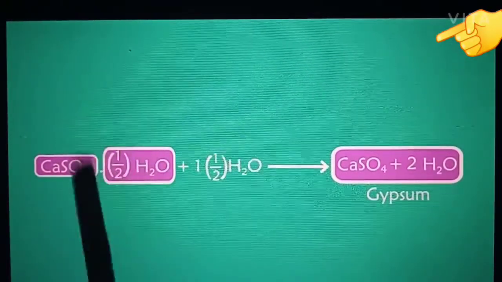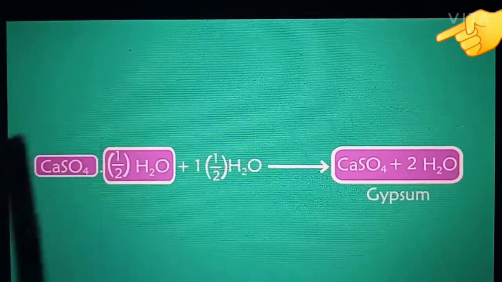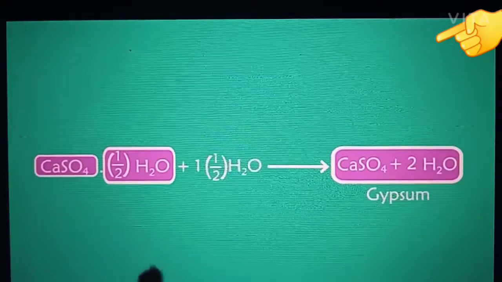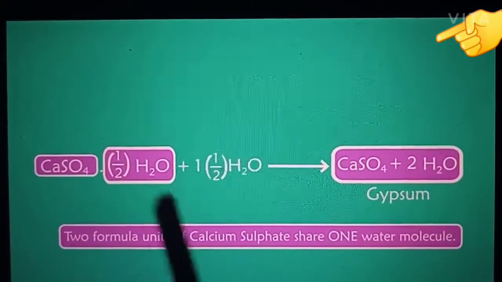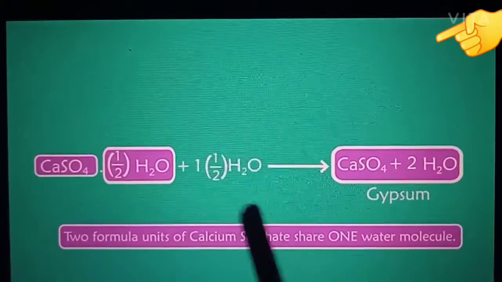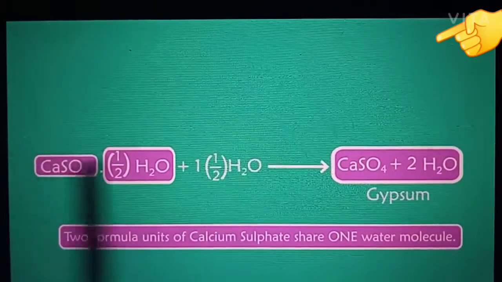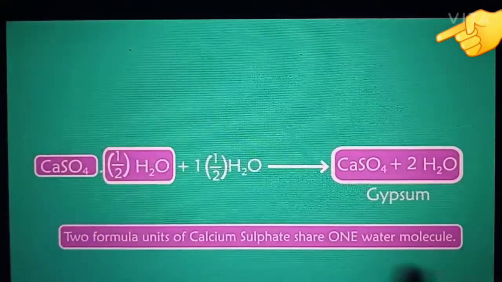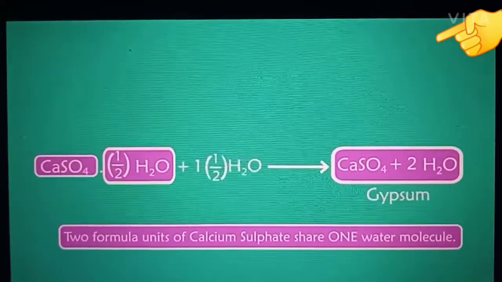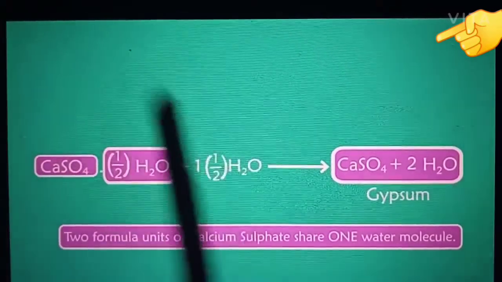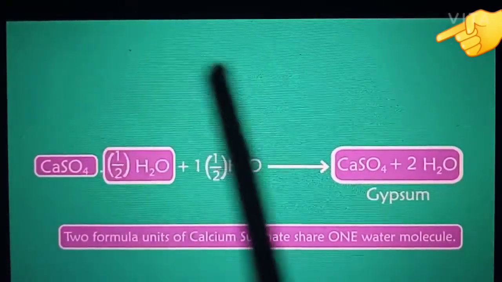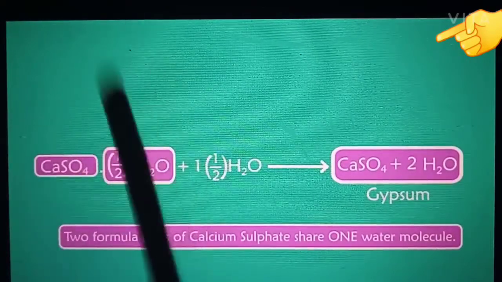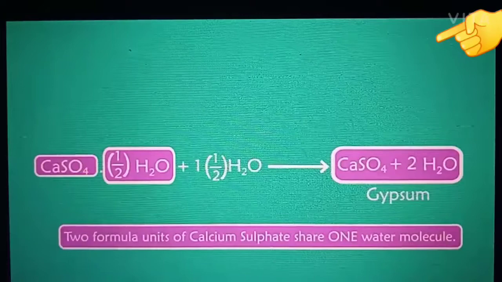So one molecule of water is shared by 2 formula units of calcium sulfate. That means 2 calcium sulfate will share 1 water molecule. That means 1 calcium sulfate will have half a water molecule, and another calcium sulfate will have half a water molecule.